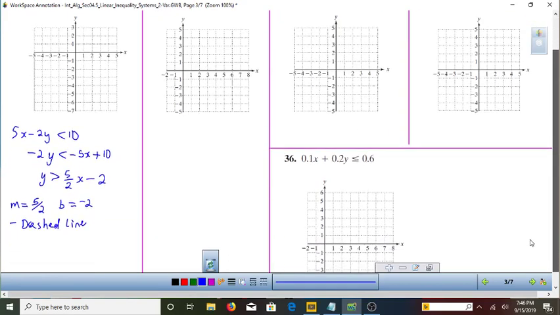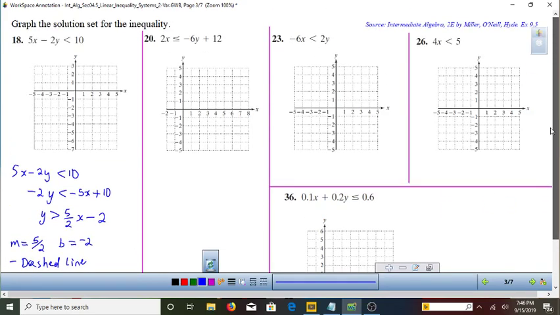And we are going to shade above because the y is greater. We'll have other examples where the y is less, and we'll see what happens there. So I start off with the point (0, -2), and then I go up 5, to the right 2. 1, 2, 3, 4, 5, to the right 2. Or I go down 5, 1, 2, 3, 4, 5, to the left 2. And there we have it. And then I'm going to draw a dashed line joining those points.